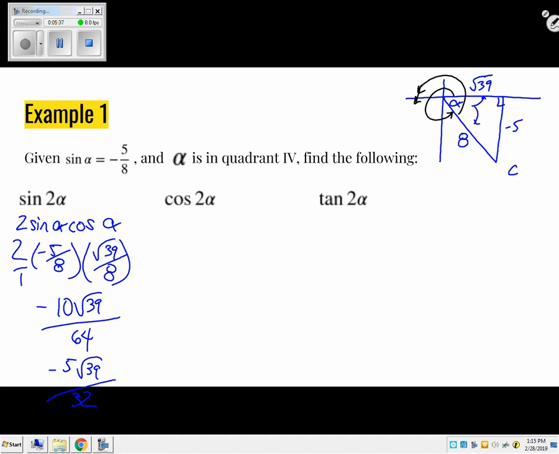So suppose this was 300 degrees. It's not 300 degrees because I didn't get a nice answer, but suppose it was 300 degrees. The measure of 600 degrees would be this.